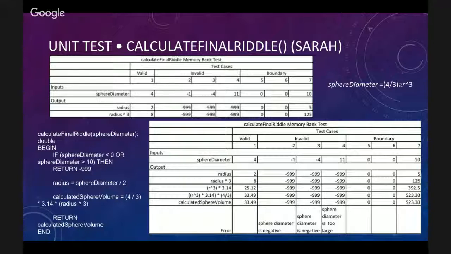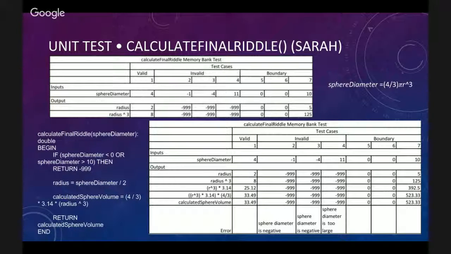Now we're going to create a test matrix. This is a very simple test matrix because there's only one input, and that is the variable sphere diameter. First we have our valid column, in which I have used 4. And that yields us a radius of 2 and a radius cubed of 8. I did not include the final output of that because you'll see that in the next section where we play computer. We also have the invalid section, and for simplicity's sake, we decided to keep this within the boundaries of 0 and 10, even though mathematically speaking, of course, those numbers could be different.